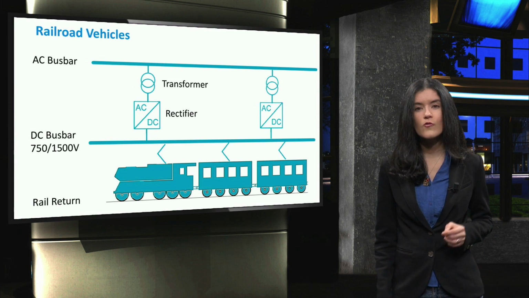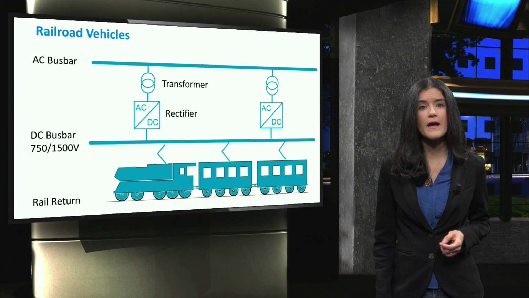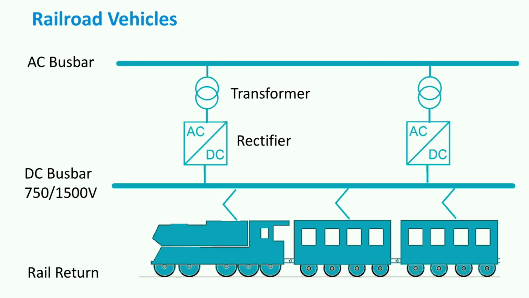Let's discuss now railroad vehicles, where historically DC supply has always been preferred over AC. The advantage of DC in this application is the availability of series DC motors, which have high torque and good response to load variation and speed control. We can see in the figure a typical DC traction system with a rail return.